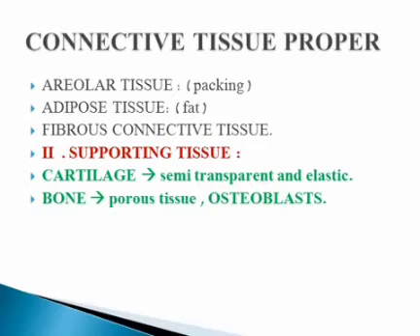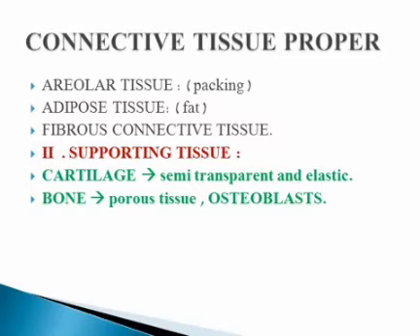And they form the tendons, which connect muscle to bone, and ligaments, which connect bone to bone. So this fibrous connective tissue forms two types: one is tendon, another one is ligaments. Tendons connect the muscle to bone, and ligaments connect bone to bone and hold them in position. So this is the function of fibrous connective tissue.